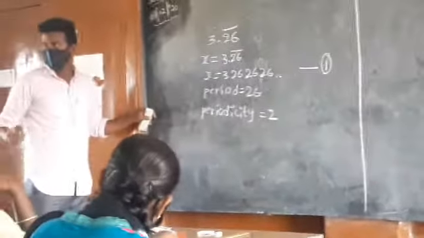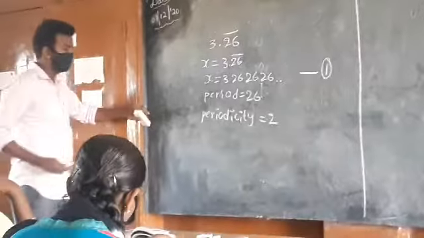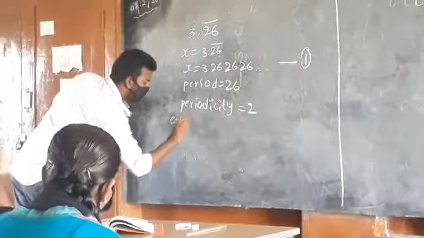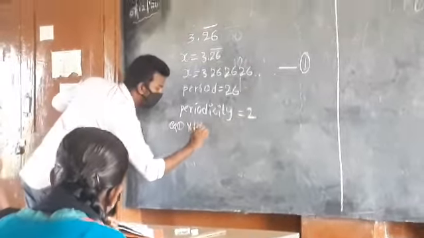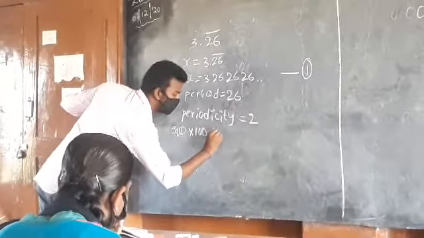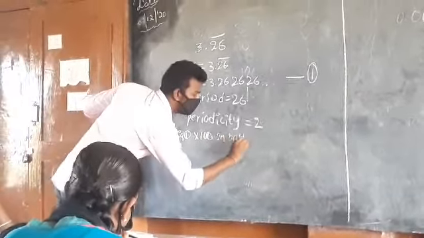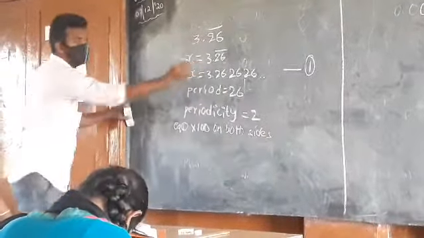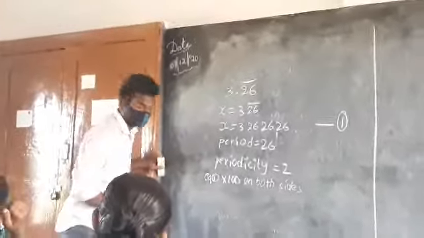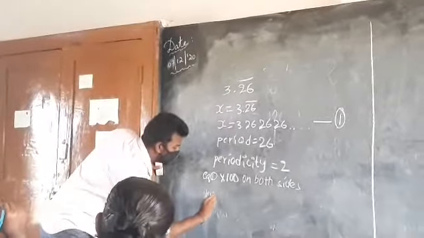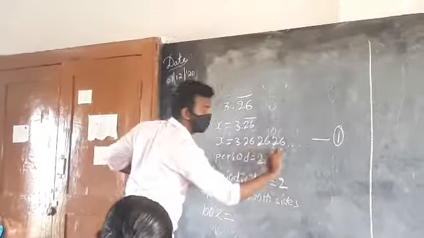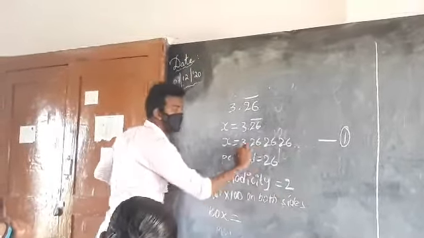Okay? Yes, I will tell that. Again, equation 1 into 100 on both sides. So, what will it become? 100 into x, 100x. And 100 into the right side also, as it is on both sides.